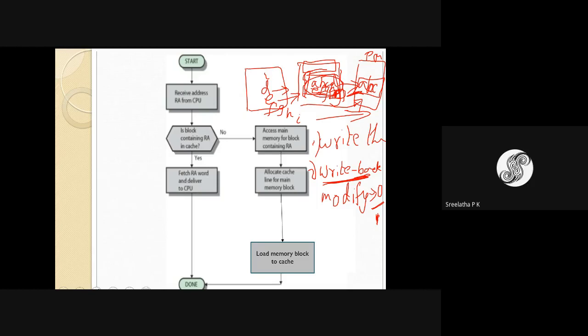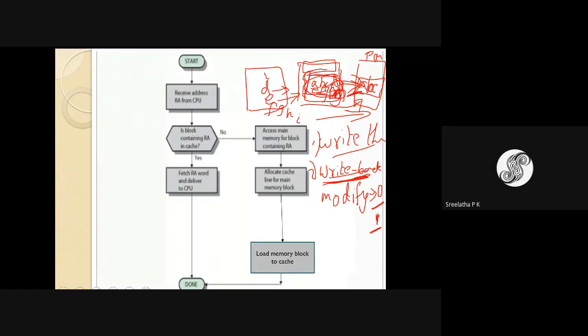So in a cache block, if the modify bit is set to 1, that means this complete block has to be updated to primary memory. So these are the two protocols. In writing, when there is a write hit, first of all, the two main terms are cache hit and cache miss. Cache hit means the required data is present in cache. Cache miss means the required data or instruction is not present in cache memory.